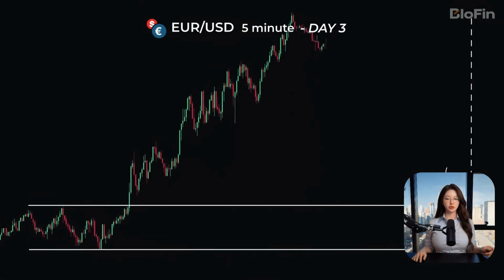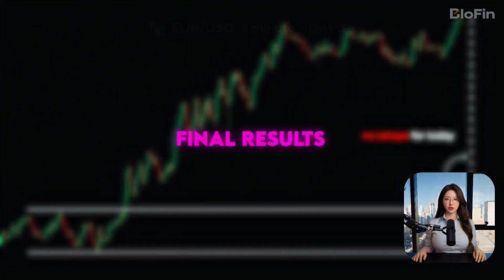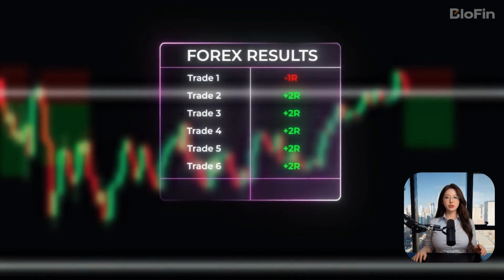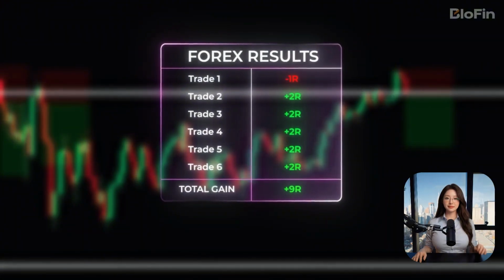Out of 6 trades we took on Euro USD, the strategy gave us 5 wins and only 1 loss, with a total gain of 9R. That's about an 83% win rate on the Forex market, which is a very solid result. Now let's look at how the strategy performs on the gold market.